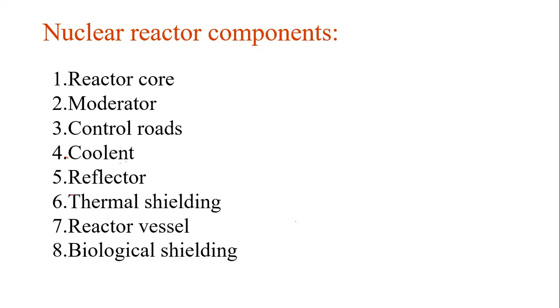The coolant is used for cooling the reactor core. Why are we using the coolant? In the reactor vessel, some fission processes take place and release an enormous amount of heat energy. Due to that heat energy, the reactor vessel and also some tubes or pipes could be damaged. That's why we are using the coolant.